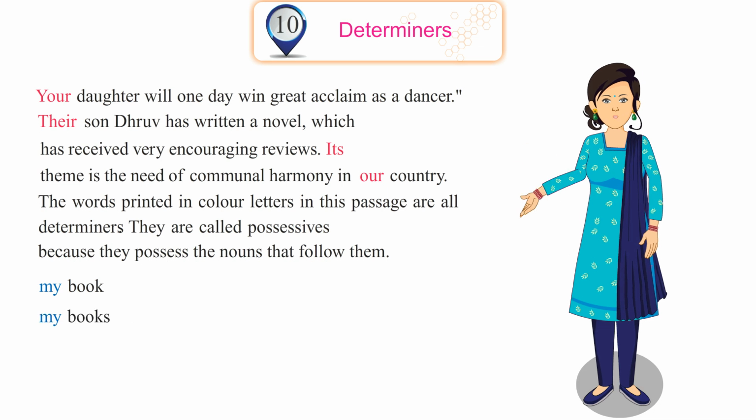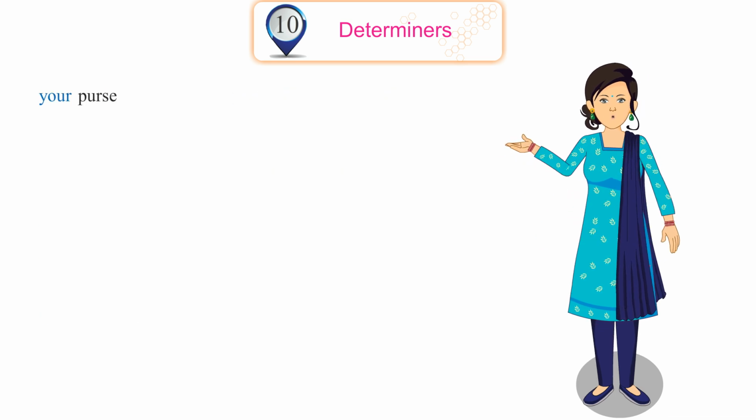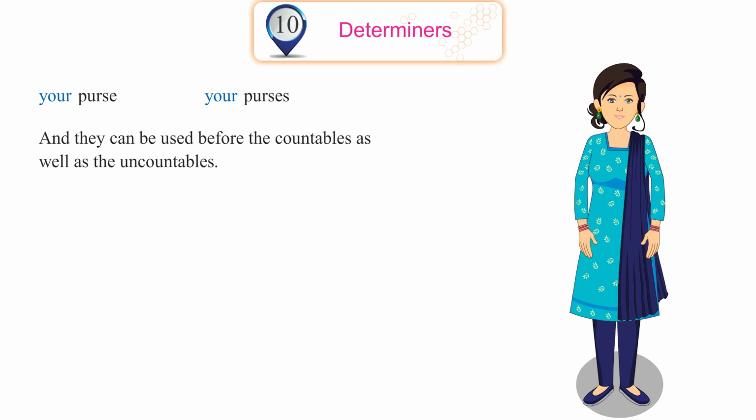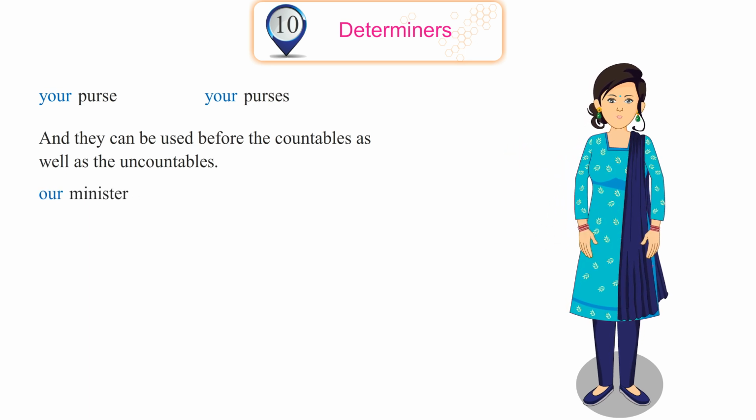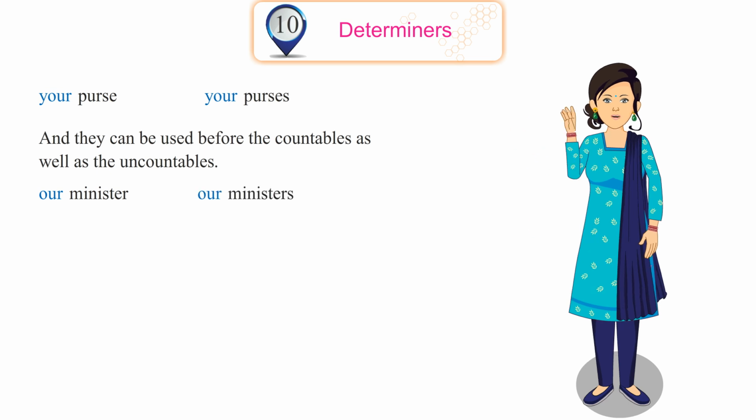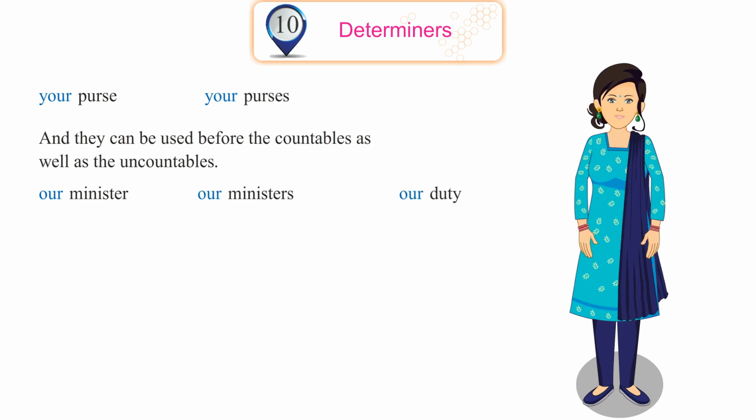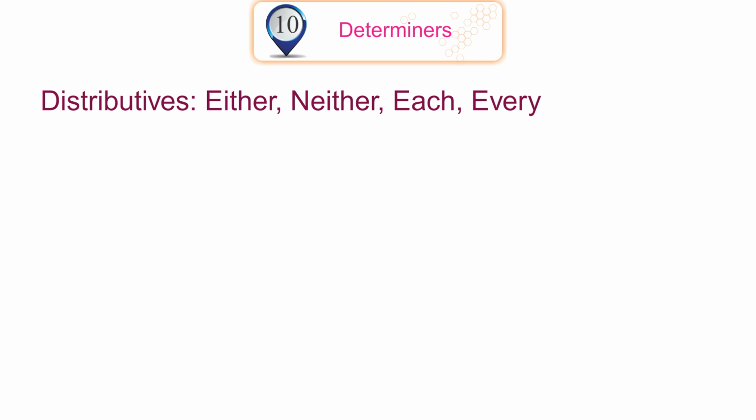My book, my books, your purse, your purses, and they can be used before the countables as well as the uncountables. Our minister, our ministers, our duty. Distributives: either, neither, each, every.